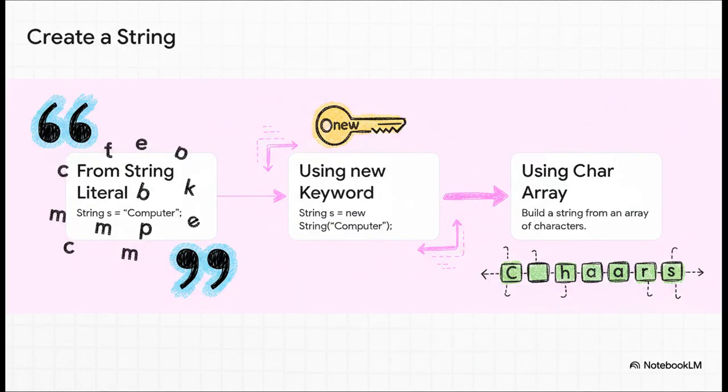So how do you make one? Well, you've got a few options. The one you'll see 99% of the time is the string literal. That's just typing your text inside double quotes. Easy. You can also get more explicit and create a new object using the new keyword, or you can even build a string piece by piece from an array of individual characters.